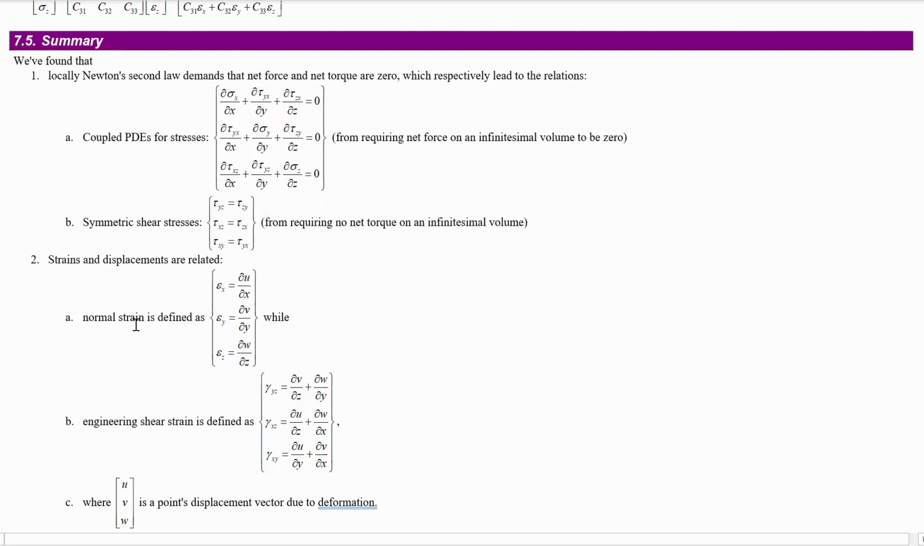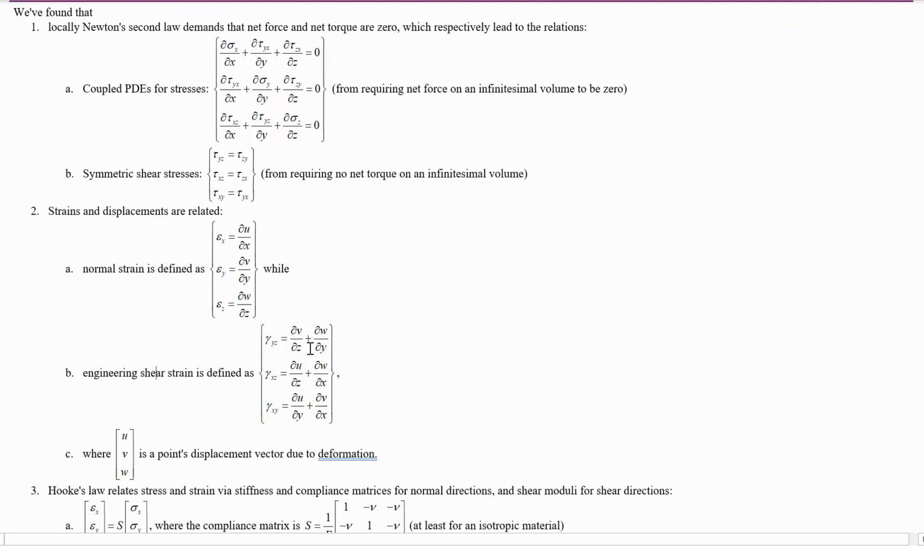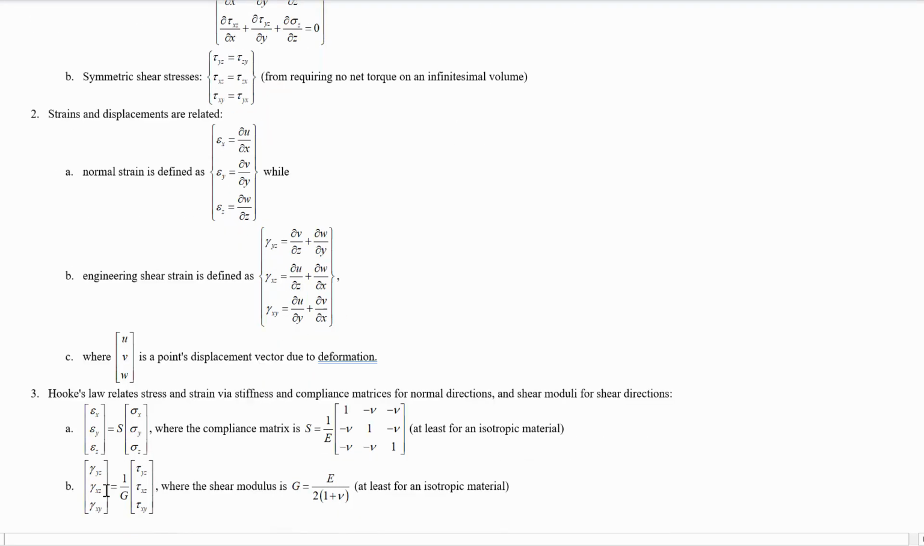Then we related the strains and displacement for both the normal strains and the shear strains, where shear strains are the sum of the true shear strains in each direction. So the YZ engineering shear strain is the sum of the ZY true shear strain and the YZ true shear strain. Because the engineering one is the one that's related to stress via the shear modulus, this is the definition that we're going to use every time.